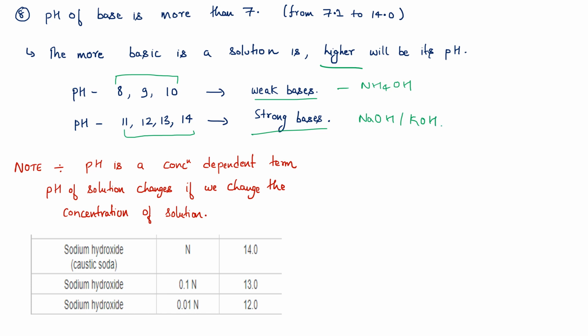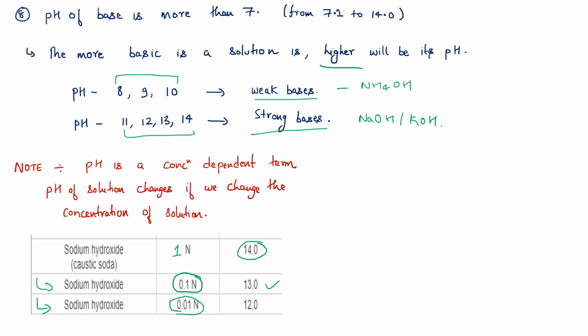And pH is a concentration dependent term. See here we have taken two samples of sodium hydroxide, sample A and sample B. When the concentration is 0.1 normal, it is showing a pH of 30. When the concentration is 1 normal, it is showing the pH 40. And when the concentration is 0.01 normal.